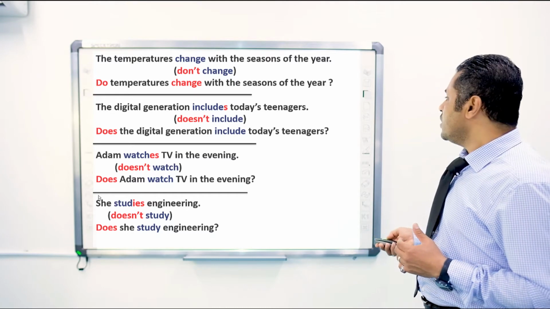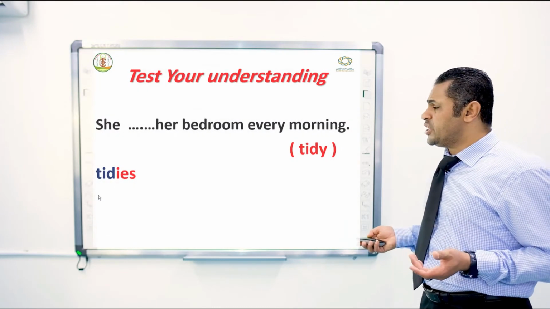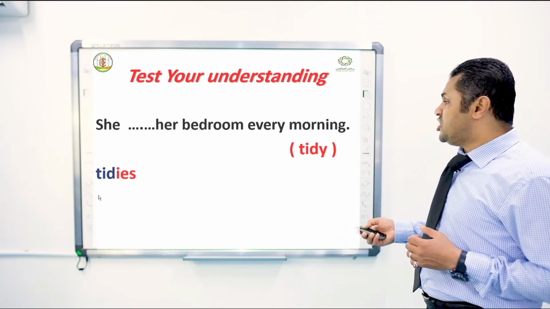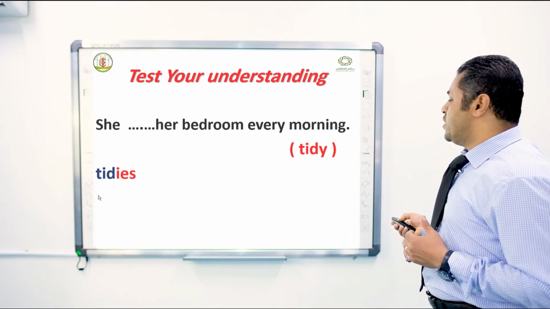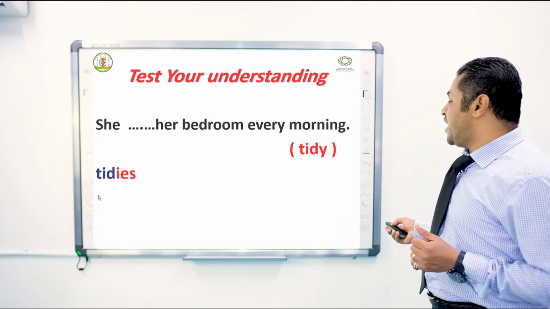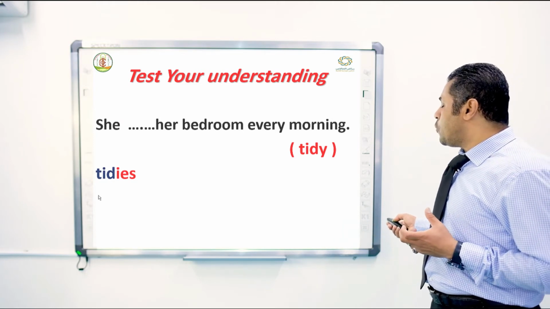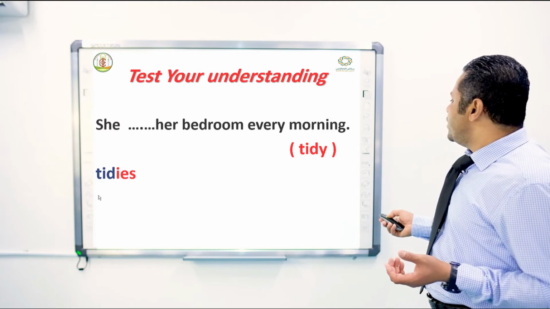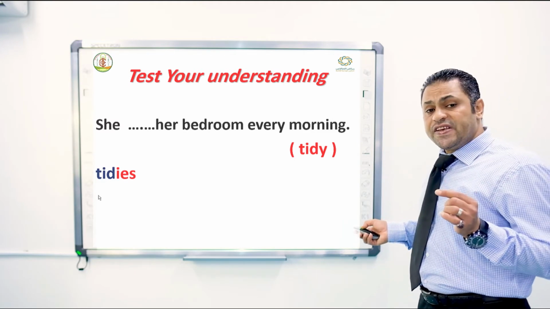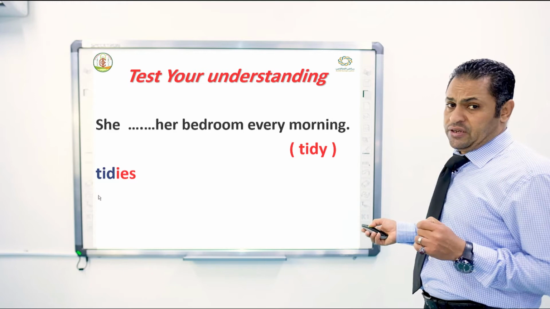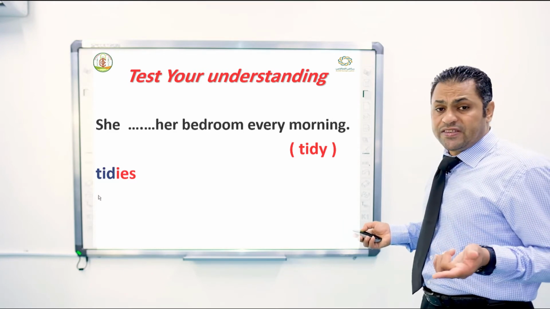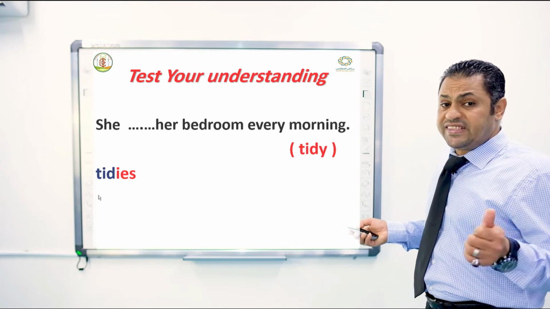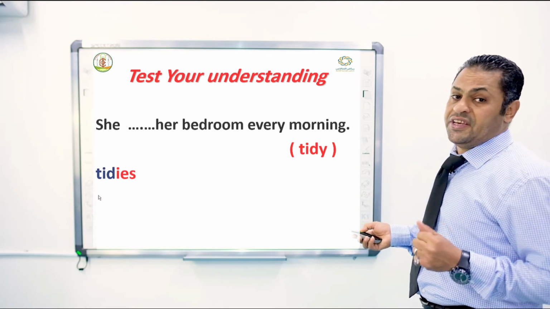Okay? Now, test your information and answer this question. She blank her bedroom every morning. We have the verb tidy, so we are going to put tidy in the simple present. Why? Because the phrase every morning expresses a repetitive action, so we need the simple present. The simple present with the singular subject needs s, es, or ies.